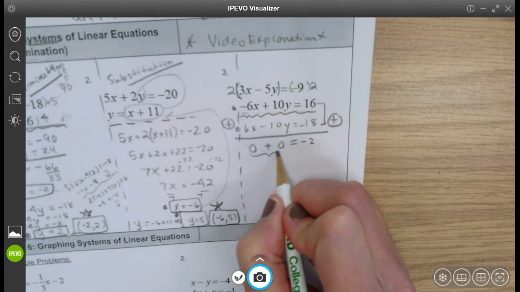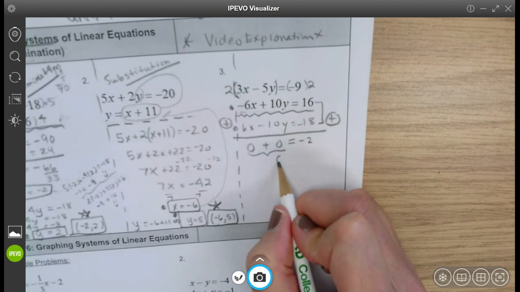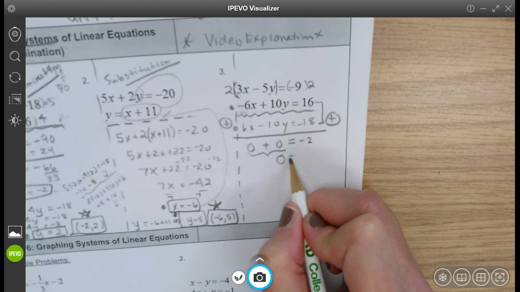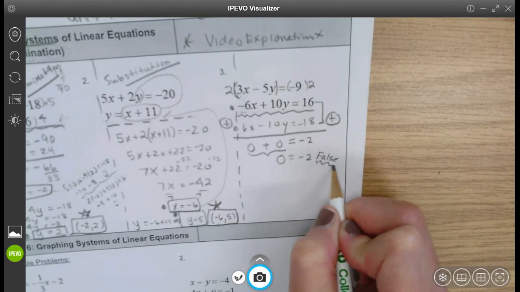So look at this, people. We lost our variables. They completely went away. That's a clue. Get ready. Something special is going to happen. So this is saying that 0 equals -2. That is a huge no. That is not a true math statement.